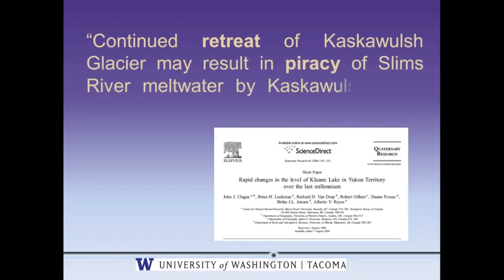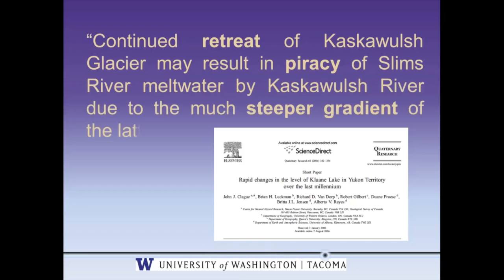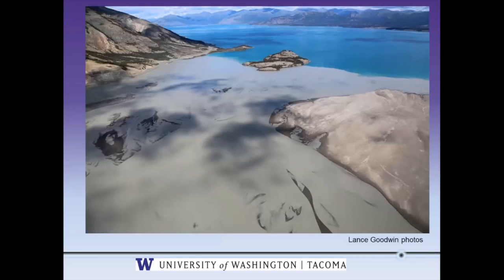That figure came from this paper from 2006 by Clegg and others. The last sentence said, continued retreat of Kaskawulsh Glacier may result in piracy of the Slims River meltwater by Kaskawulsh River due to the much steeper gradient of the latter. That was the very last sentence in the paper.